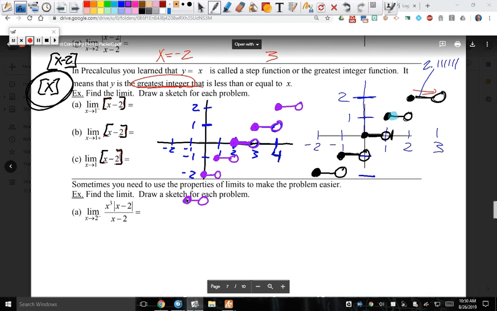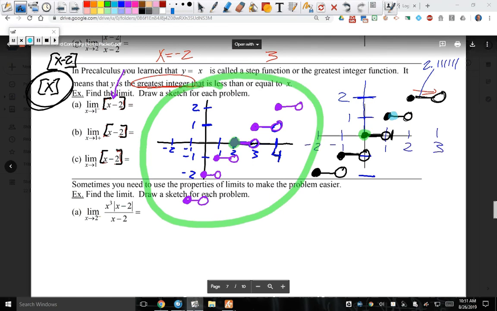So this graph has been shifted 2 to the right, which is exactly what we saw from here, shifting 2 to the right. Nice catch, John. Thank you. Does it make sense now? Okay, so good. Let's go to now this graph to answer these limit questions.